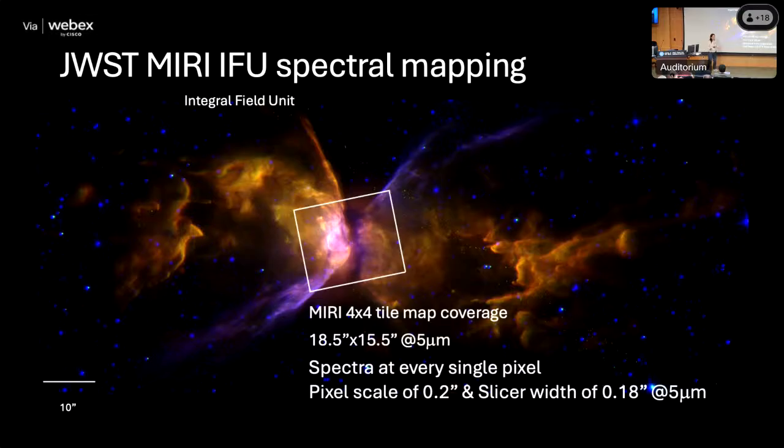I mentioned the ISO-SWS. Its aperture size is much bigger than this one, so there's no way it can resolve this object spatially. This one is about 4.4 tiles, and at the time of cycle 1, it was the largest spectral mapping by MIDI-IFU at that time. I think there's a bigger one now.